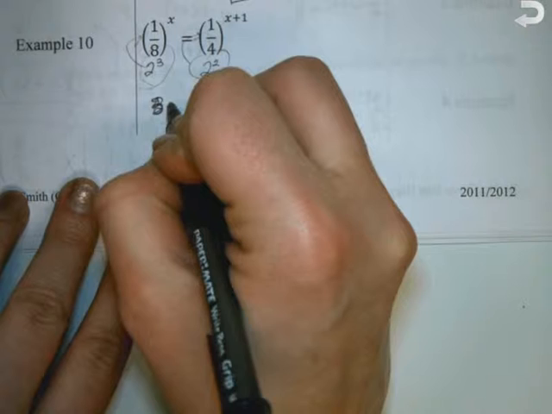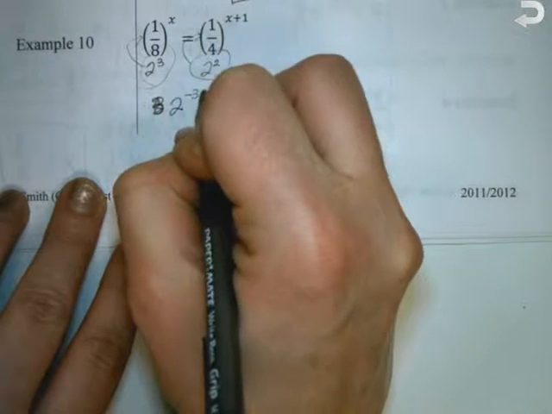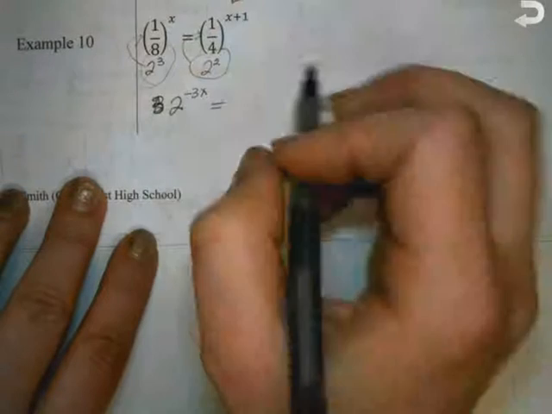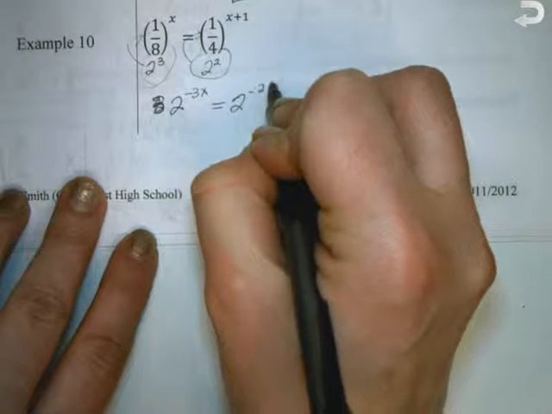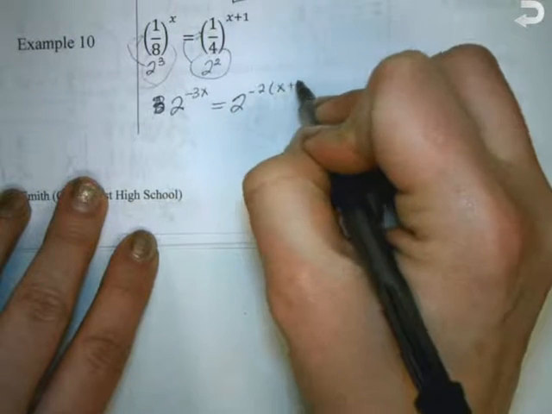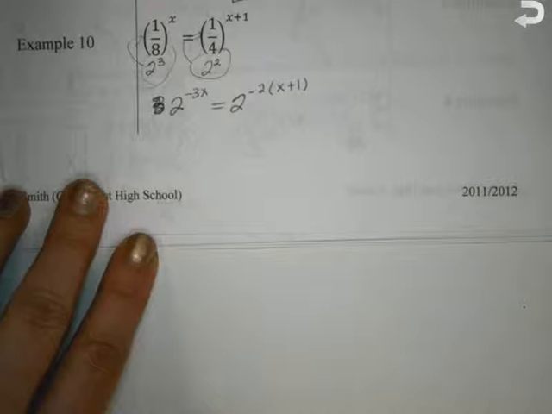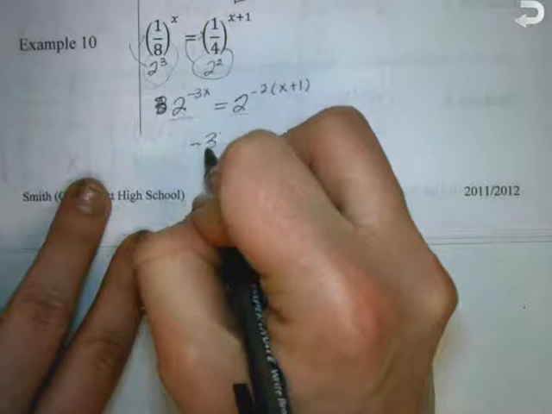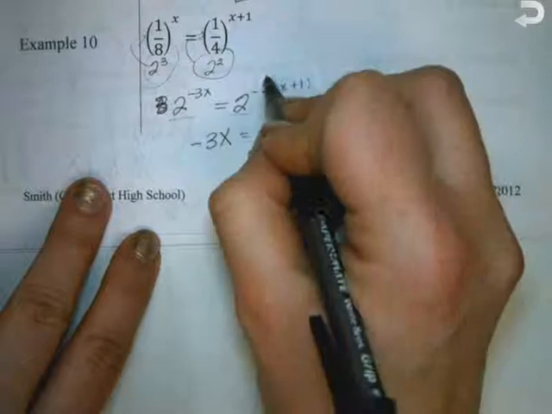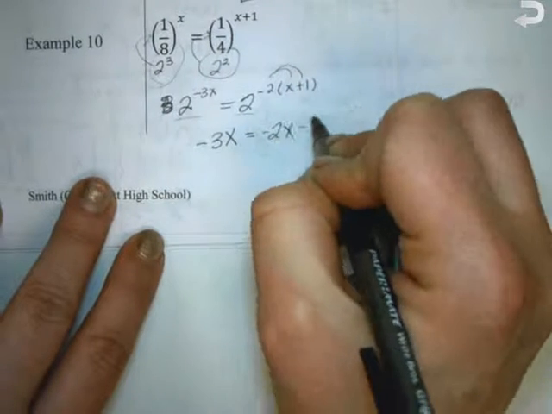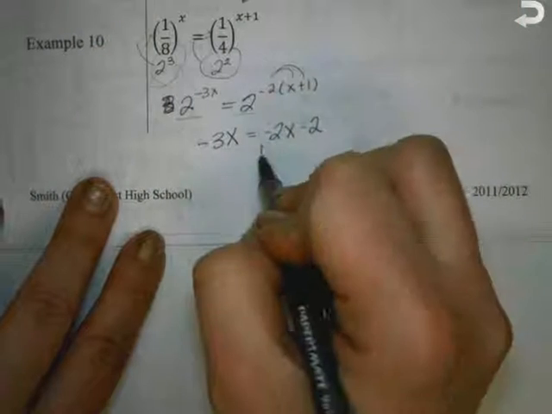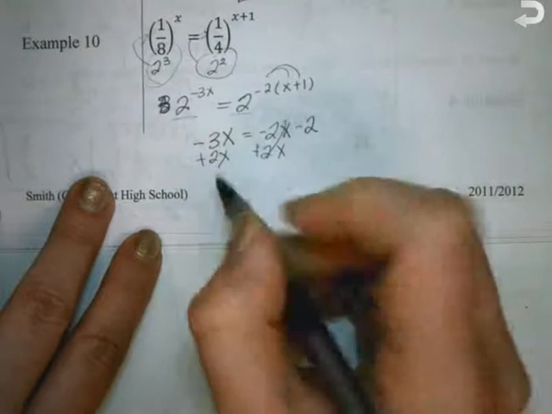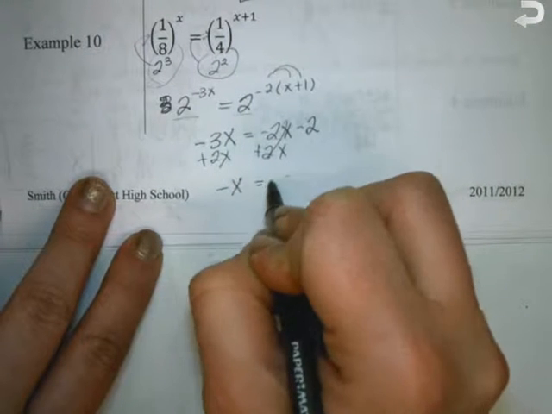equals 2 to the negative 2 times x plus 1. My bases are the same, so I can drop them. So I have negative 3x equals negative 2x minus 2. Let's add 2x to both sides. So that's going to give me negative x equals negative 2. So positive x equals 2. And that was it.